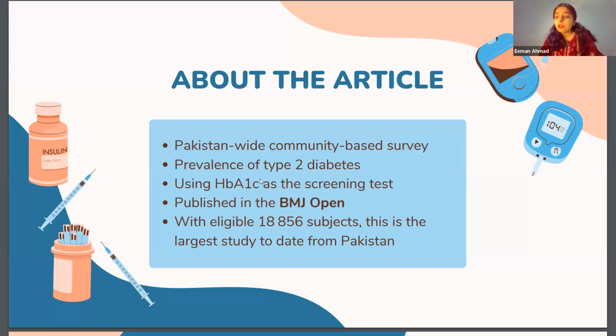Essentially, we're looking at the prevalence of type 2 diabetes, and this particular study uses HbA1c as a screening test, right? This article that was also shared with you in your emails was published in the BMJ Open, which is a pretty good journal, and it had over 18,000 subjects. So it had 18,856 subjects, which makes it the largest study to date from Pakistan, right? So not just the largest study on diabetes, it is the largest study from Pakistan.